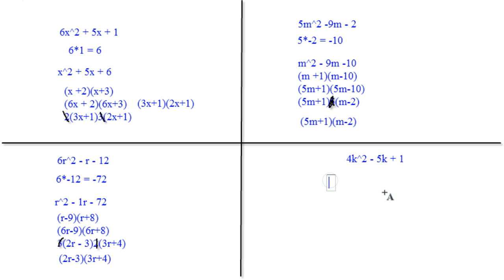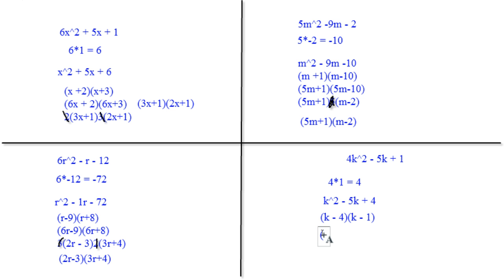Now on this one, it's going to be 4 times 1, which is just 4. And so we rewrite this as k squared minus 5k plus 4. We think of two numbers that multiply to 4 but add up to negative 5. Remember, the negative is a huge essential part, so it's going to be minus 4 and minus 1.